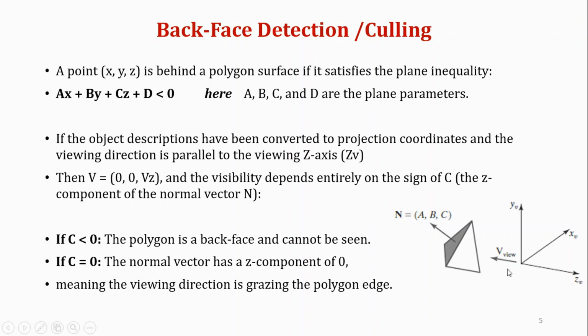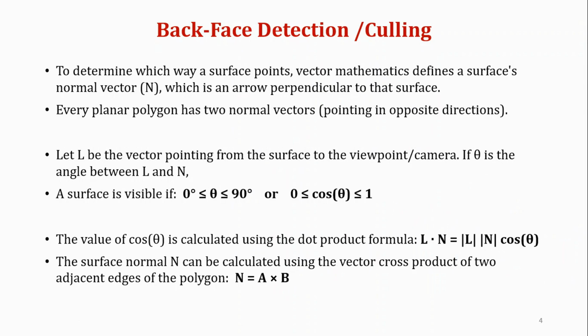And we have some cases. The first case is if C is less than 0: the polygon is a back face and it is invisible, so it can be discarded. The second case is if C is equal to 0: the viewing direction is parallel to the polygon and the viewer sees only the edge, which simplifies the visibility testing and makes rendering faster. So there are two ways: one through the equation, another through the angle.